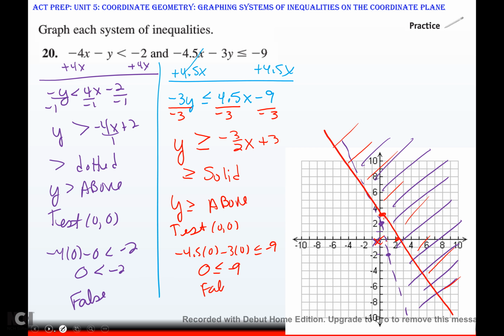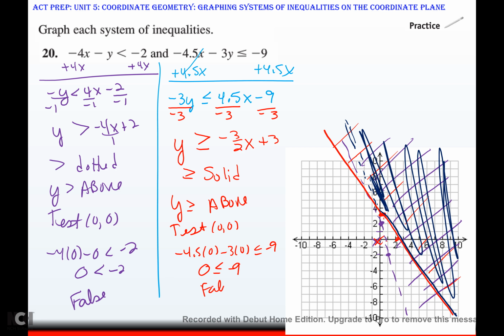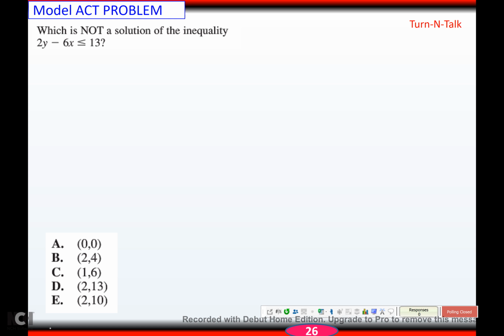And where they overlap then is going to be between this dotted and this solid and all of this stuff over here in this region. Okay. Alright, so try this one, hit pause, come back when you're ready. And hopefully you got 213.